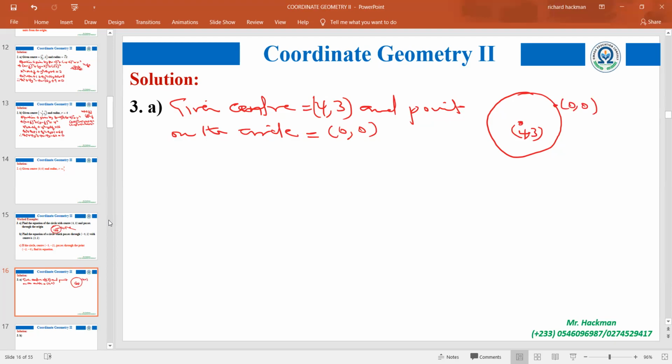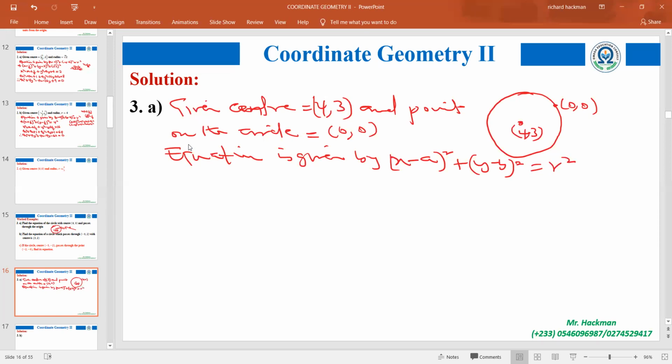Again, I know I'm supposed to quote the formula after extracting the information. Remember I said quote the formula. So the equation is given by, you come and write, equation is given by. Is our center special? No. So it means we have to quote the first one. x minus a all squared plus y minus b all squared is equal to what? r squared. Is that clear?